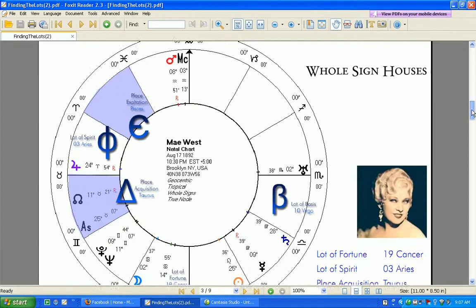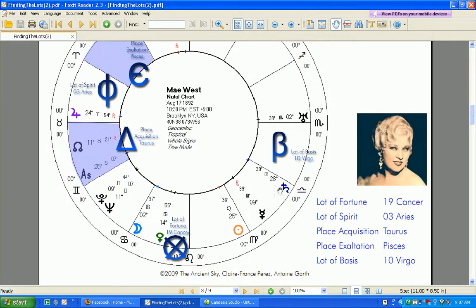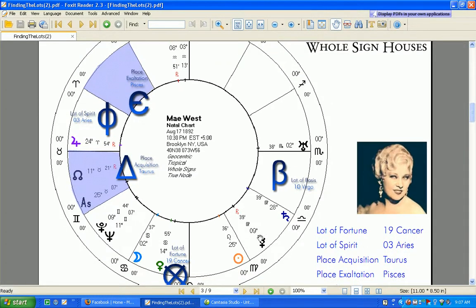So let's first find the part of fortune, or the lot of fortune. We find the lot of fortune by taking the distance between the sun and the moon. By daytime, we go from the sun's position to the moon's position. By nighttime, we go from the moon's position to the sun's position.